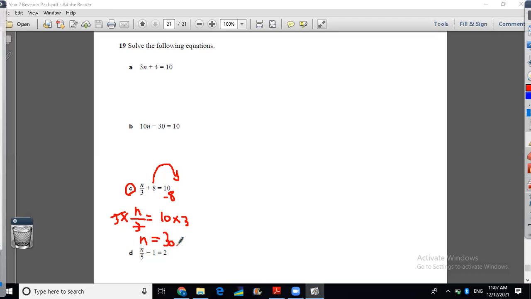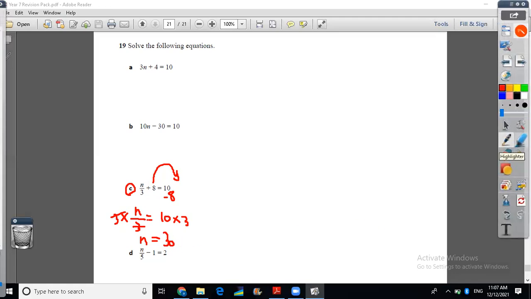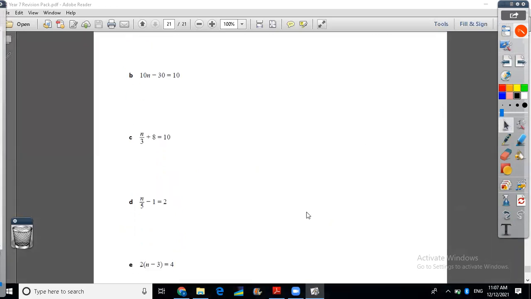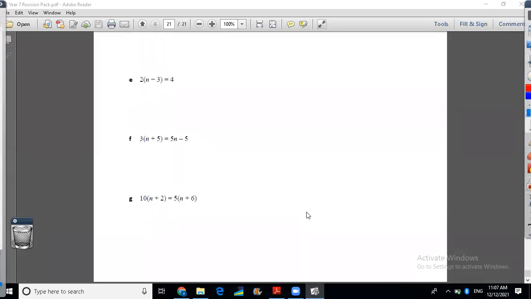So 10 times 3 is 30. n equals 30. Guys, I'm so sorry for my terrible handwriting. I'm just using the mouse. You know that this is not my real handwriting. All right, so this is the answer of question C. Let's go to the next question on the same page, which is question G.